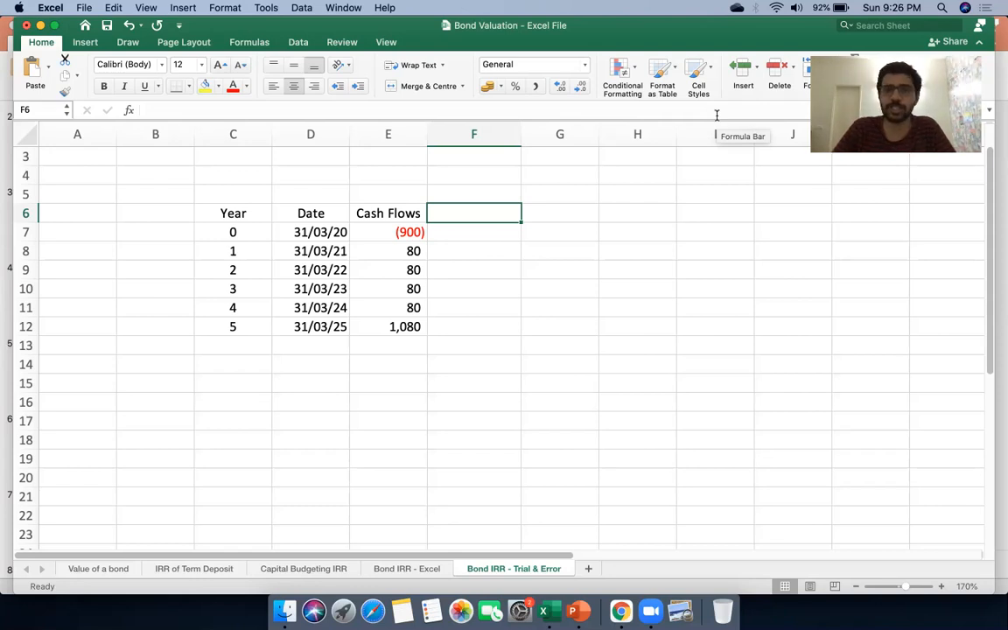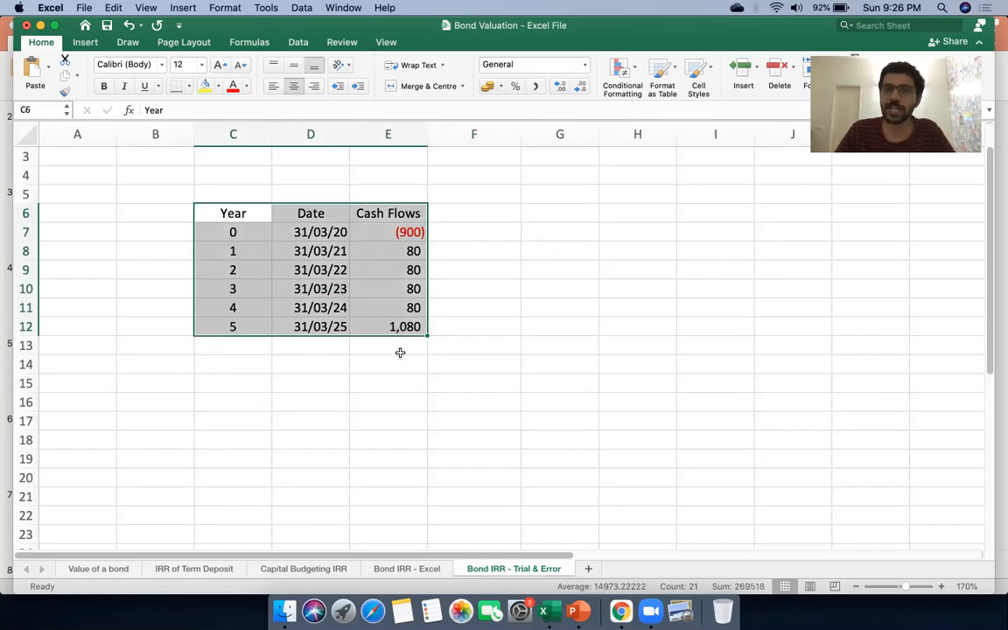Now let's assume Gajni. Actually, let's not assume. I am actually a Gajni. I do not remember the IRR that I calculated under method 1. All right, so I'm starting on a completely clean slate. Now, all I have is this piece of information, and I'm going to start calculating XIRR or IRR on the basis of the trial and error method.